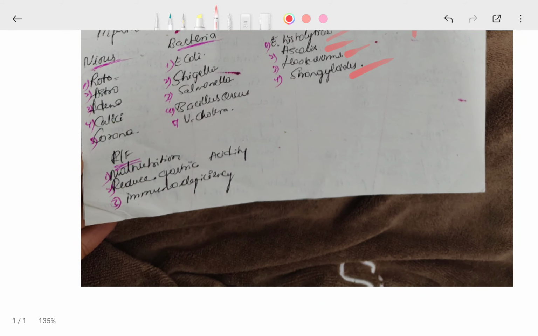And what are the risk factors, who will get diarrhea? Those with malnutrition, reduced gastric emptying, or immunodeficiency. In immunodeficiency, these organisms can attack very easily, so they'll get diarrhea.